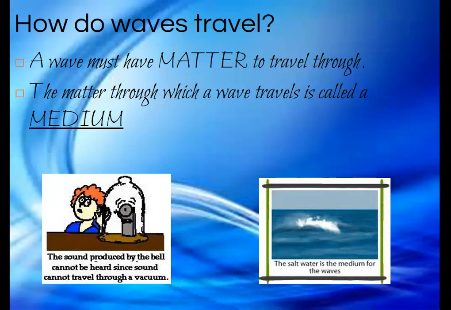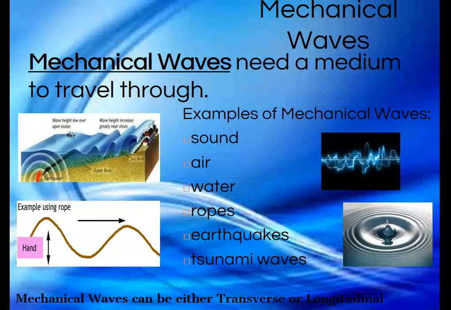As we look at waves, we also want to look at the types of waves. Excuse me for my little slip up there, moving a little too fast. So when we look at mechanical waves, we've looked at these. These are different types of mechanical waves, and they need a medium to travel through. This energy cannot be transferred unless it has something to travel through. Types of mechanical waves are sound, air, water, ropes, earthquakes, and then tsunami waves.